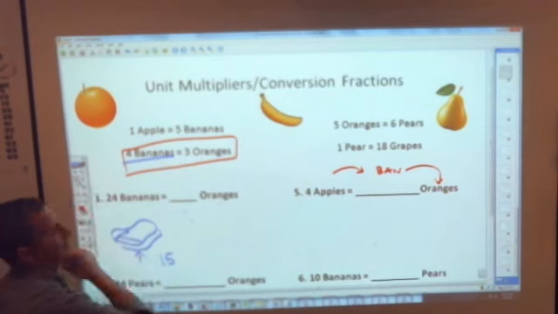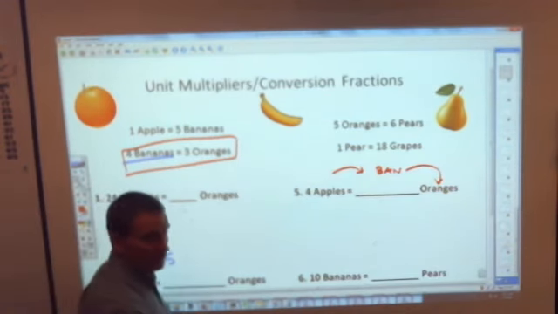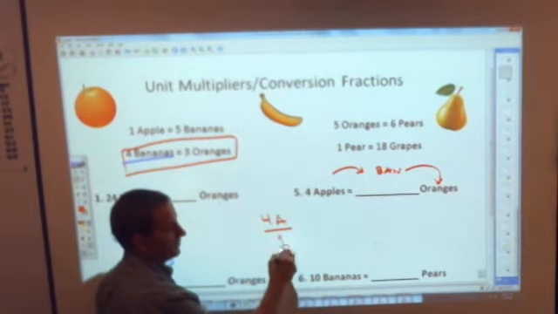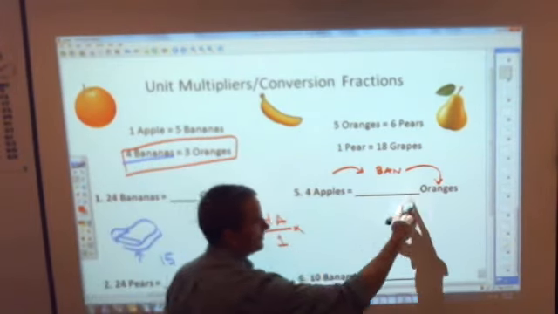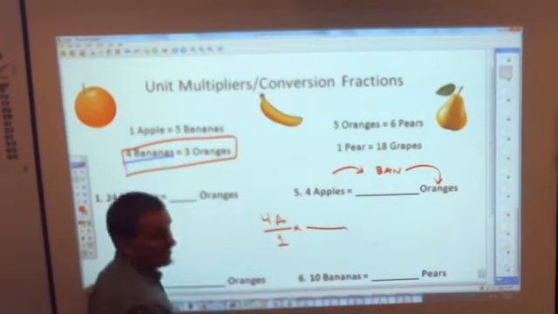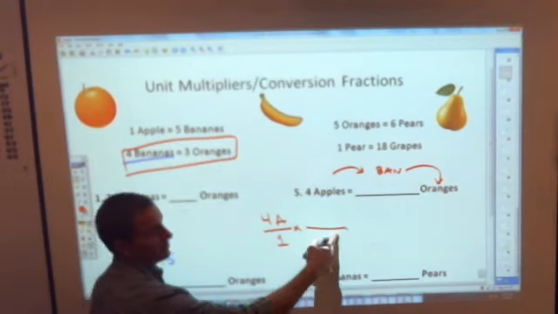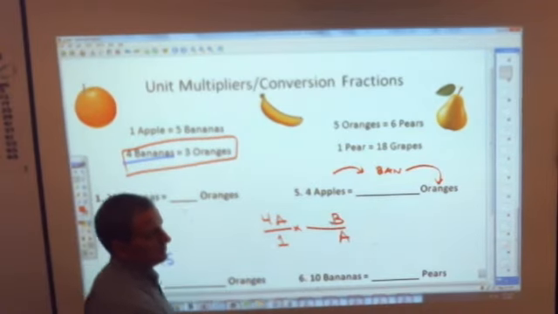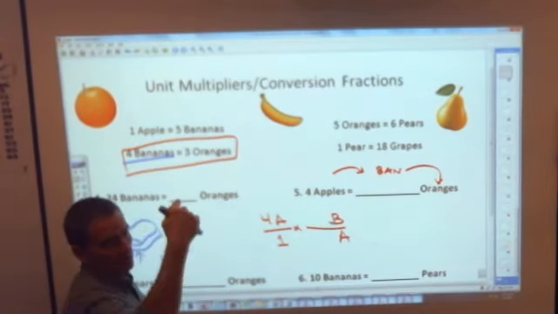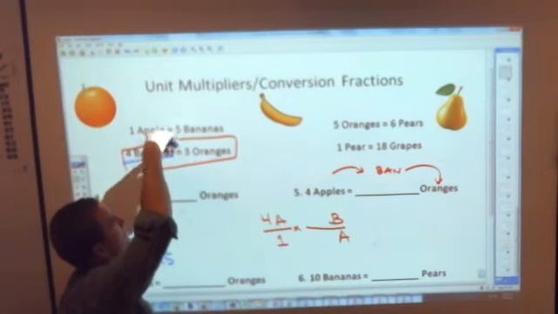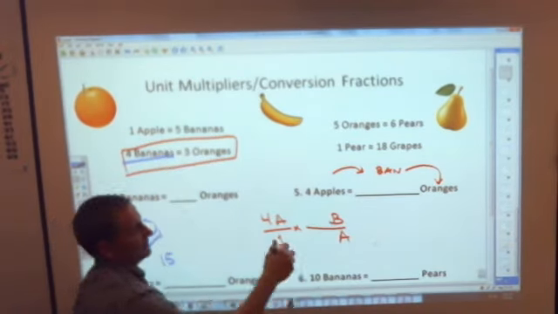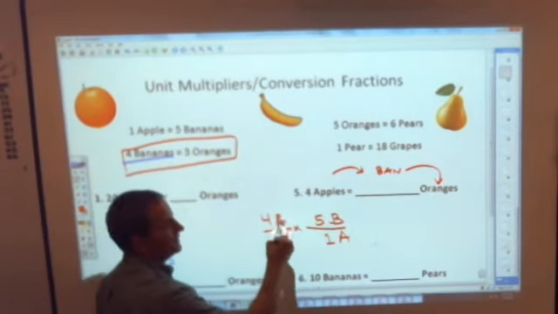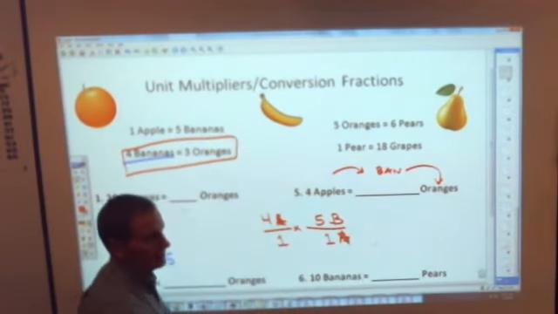Here we go. I still take my given. What do I know? I know that I have 4 apples to start with. I don't have an apples to oranges, so I go from apples to bananas. I can write this down because I know what I want. What has to go down here? Apples. What has to go up here? Bananas. What is my apples to banana thing? 1 apple, 5 bananas. I have now changed this into bananas.